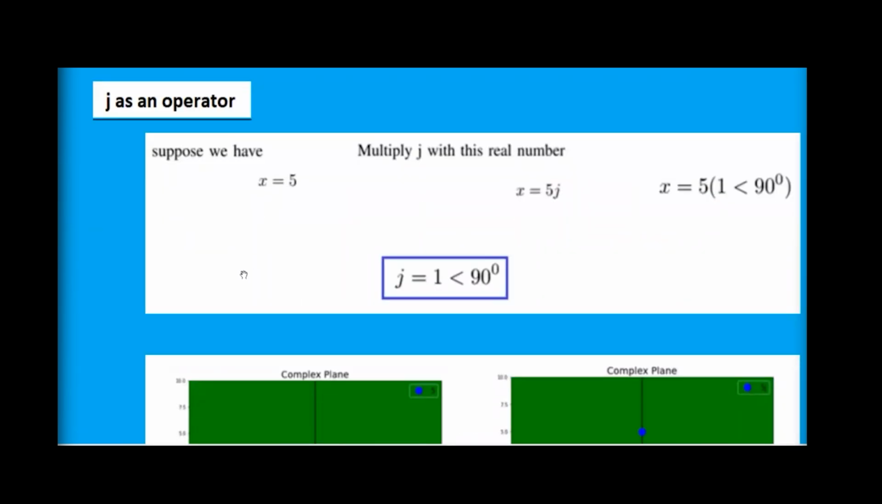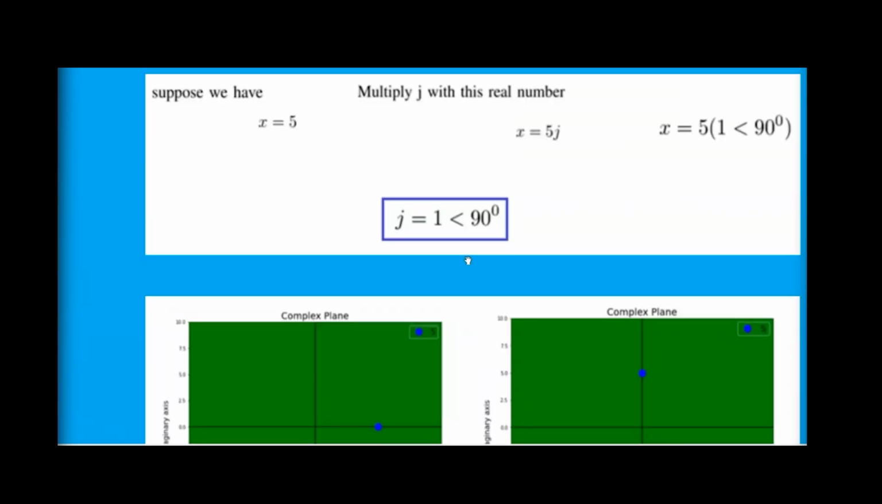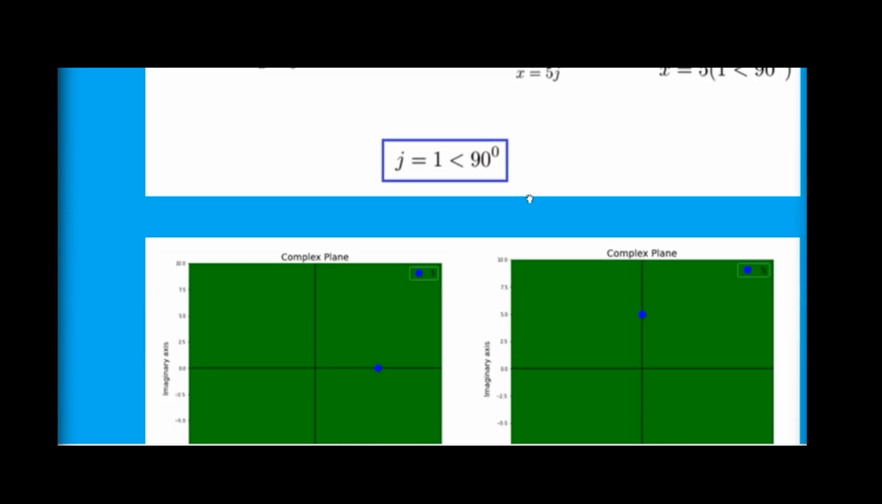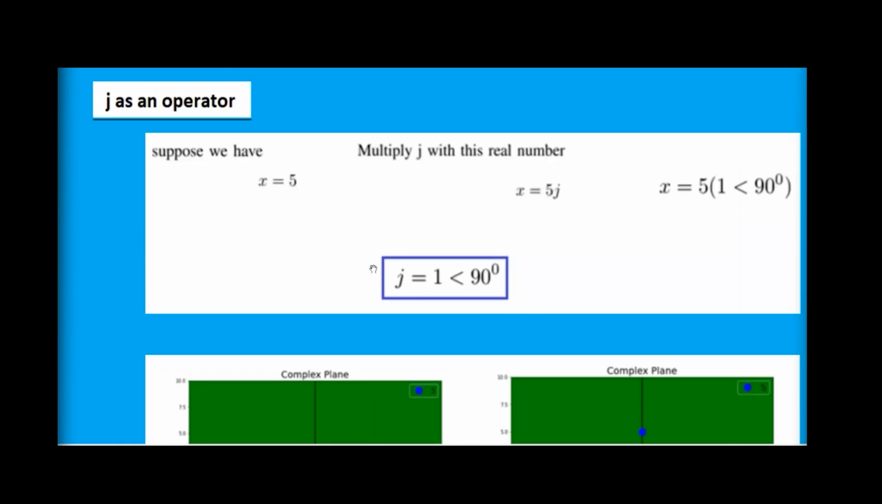One important concept is that j can also act as an operator. What does that mean? Consider a real number x equal to 5. If you multiply 5 by j, what happens? Look at this figure. The point 5 moves from the real axis to the imaginary axis. Essentially, multiplying by j rotates the number by 90 degrees while keeping its magnitude unchanged. When you multiply 5 by j, the magnitude remains 5, but the angle becomes 90 degrees because it moves from the x-axis to the y-axis, or from the real axis to the imaginary axis.